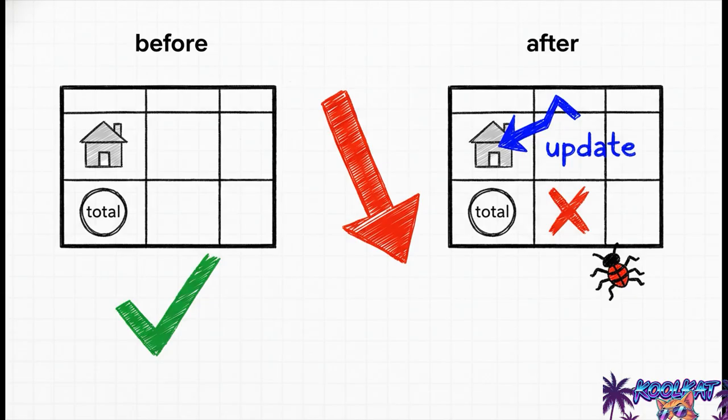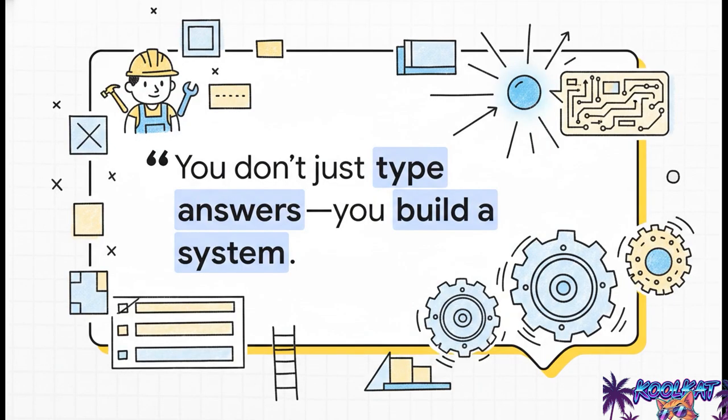This is exactly how those silent, really costly errors sneak into spreadsheets. And this leads us to the single most important mental shift you need to make when you're working with spreadsheets. You're not just a data entry clerk typing answers into boxes. You are a builder. You are creating a dynamic system that calculates the answers for you.